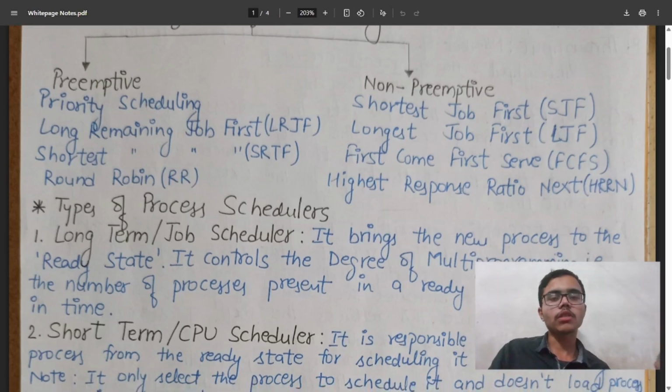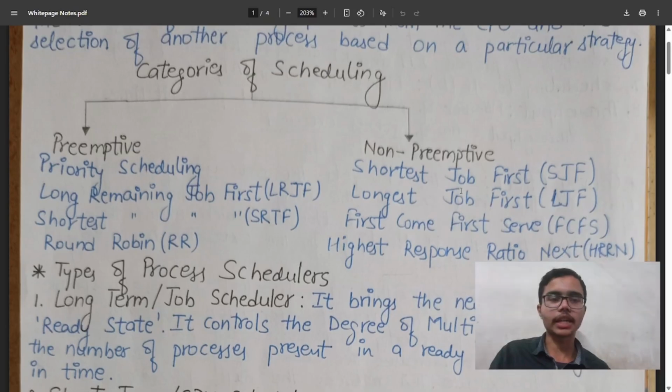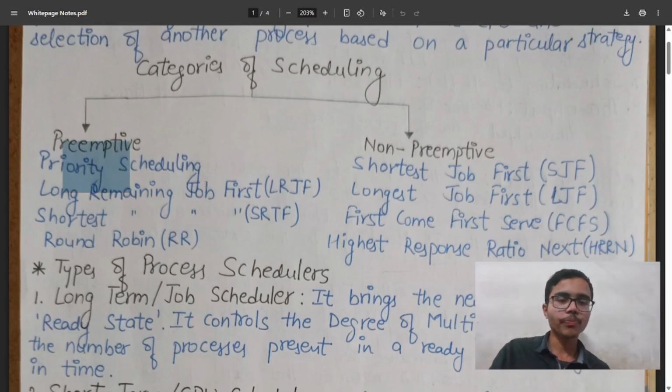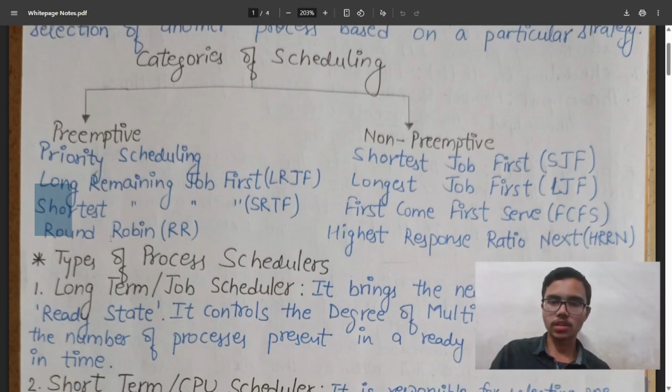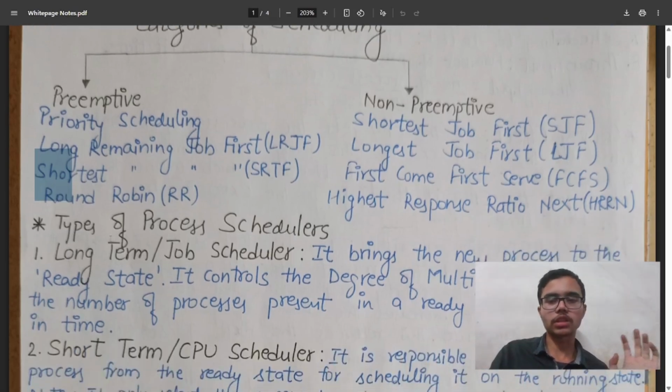If you ask me what the most important scheduling algorithms are which come in GATE CSE, they are priority scheduling, shortest job first, shortest remaining time first, and round robin. These are the important ones; most of the PYQs have come based on these.